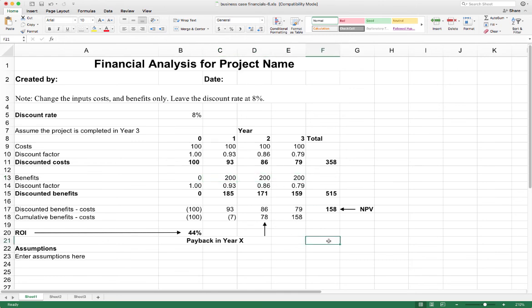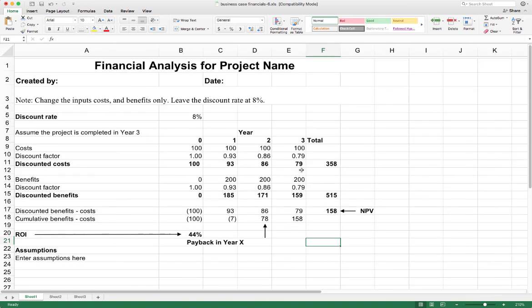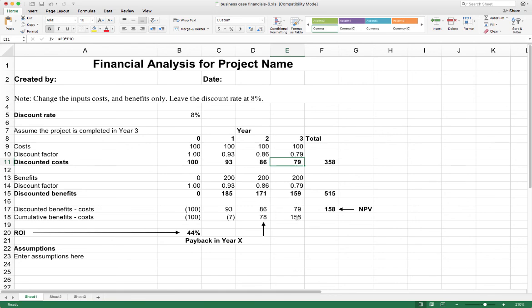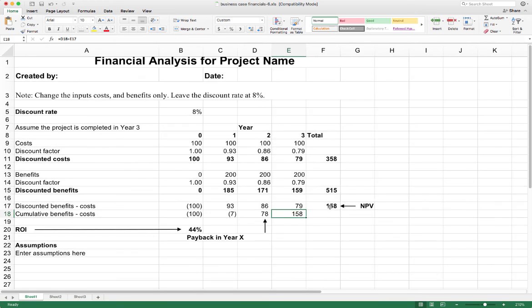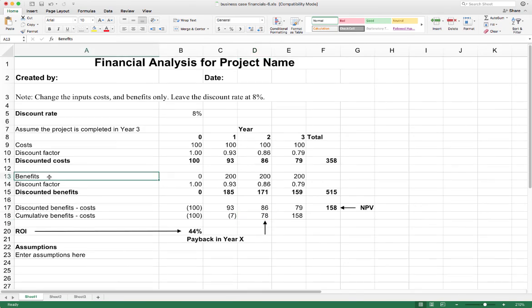So the idea of this spreadsheet is to explain that the longer the project continues, the lower the value of the cost will be, and the less the benefits that you will have. So there again, you would end up with a positive net present value, a positive return on investment, and a payback in year 1 or 2, probably. So that's when your money is starting to go positive for your investment. So that's how this financial analysis spreadsheet works.